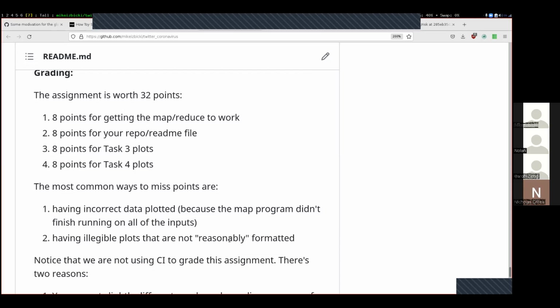Any questions about anything on the project? Yes. Question is, how does the late penalty apply to this rubric right here? The late penalty does not apply to each thing here individually. The late penalty applies to the 32 overall. So if it's 1 day late, it's only 1 point off. Yeah, good question.